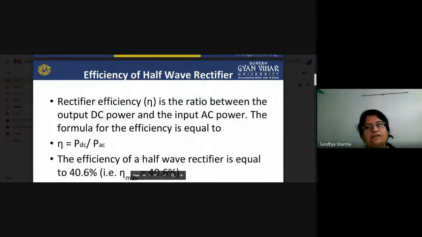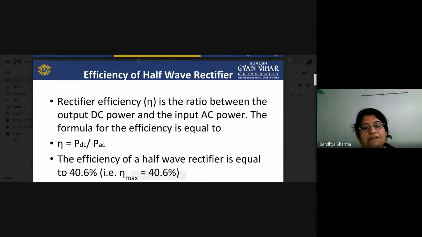Now we will move to the efficiency of a half wave rectifier. So what about the efficiency? Efficiency is the ratio between the output DC power and the input AC power. So what is the formula? Basically the formula of your efficiency is the power at DC, means power at the output, and power at the input. So that is PDC, means power at the DC voltage, and the power of the AC input signal. The ratio of both is equal to the efficiency.